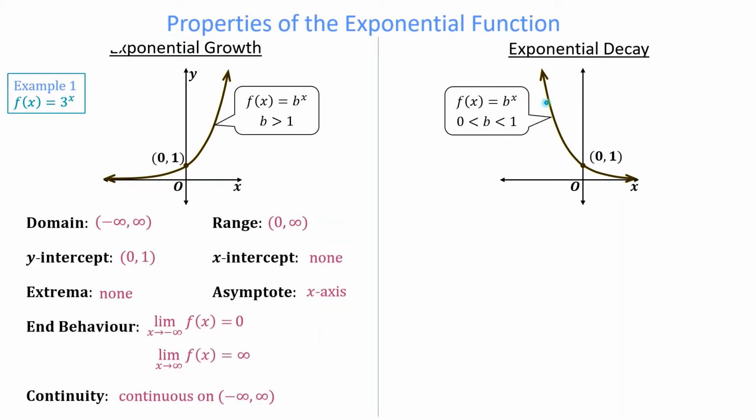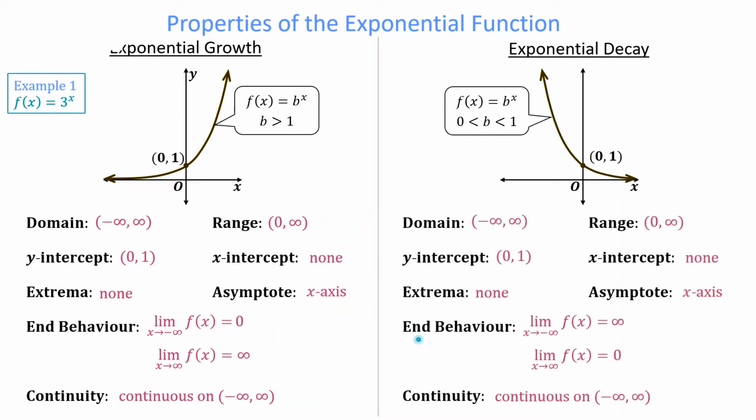Now the good thing is that the properties of the exponential decay function are nearly identical to what we have here, except that they differ in their end behavior. And we can see that here, as x approaches negative infinity, the limit of f of x is going to be infinity, and as x approaches positive infinity, the limit of f of x is going to be equal to 0.